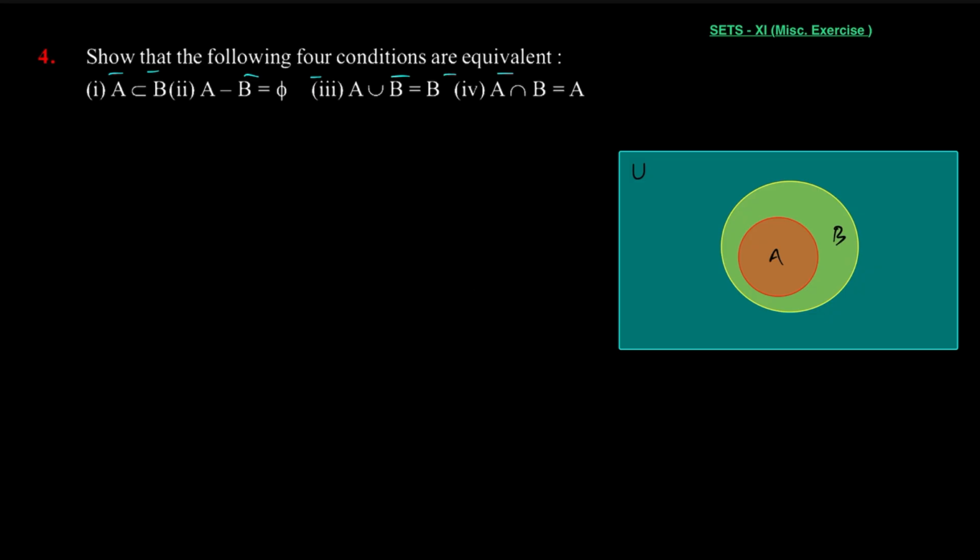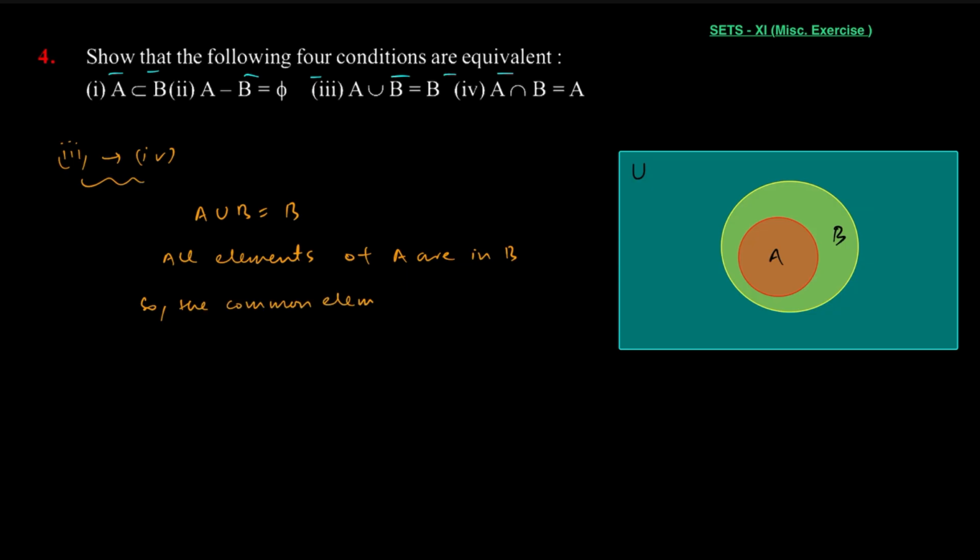Now we'll prove how condition third is equivalent to condition fourth. So as A union B is equal to set B, which means that all elements of set A are in set B. So the common elements of sets A and B must be the elements of A. Therefore, A intersection B will be equal to set A.